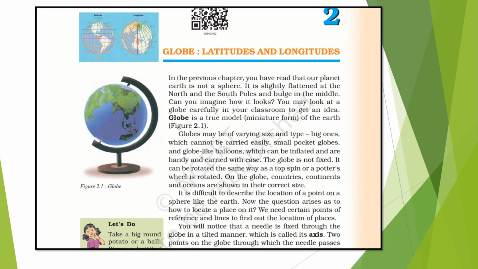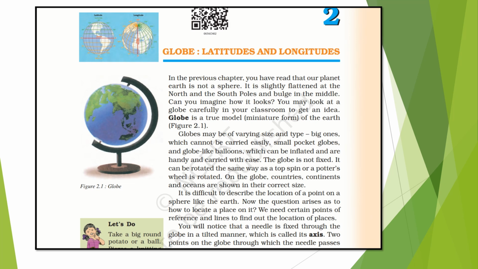So we are going to start today chapter number 2, that is globe, latitudes and longitudes. So let's begin. In the previous chapter we have learned about the planet Earth, which is not a sphere, not a round shape. It is slightly flattened at the north and the south poles and bulges in the middle.